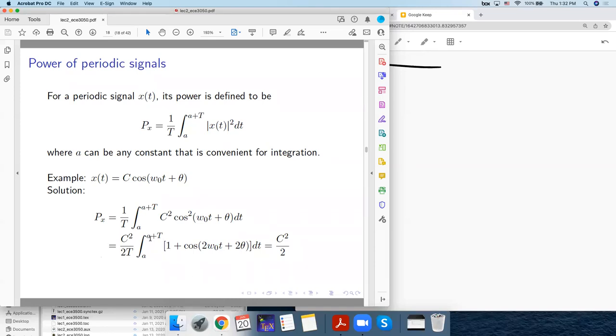And then here the integration has two parts. One is the constant part, one. The other is the cosine part. Because the cosine is the periodic part, integrating a cosine signal over one period, we end up with zero, because half of the period will be positive, half of it will be negative, so they cancel out. So for this part, taking the integration over one period, we get zero. So we only have the first part, which is a constant one. Taking the integration, we get capital T, and this capital T cancels with the capital T in the denominator. So we get the power is C squared over 2. And this is the formula for the power of cosine signals: the amplitude to the power of 2 divided by 2.